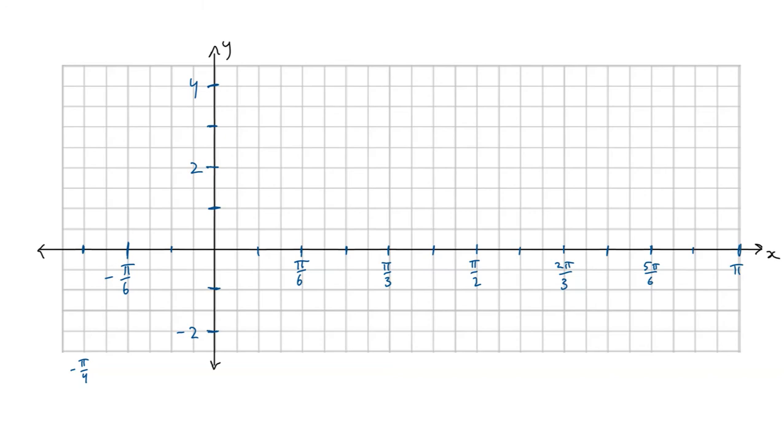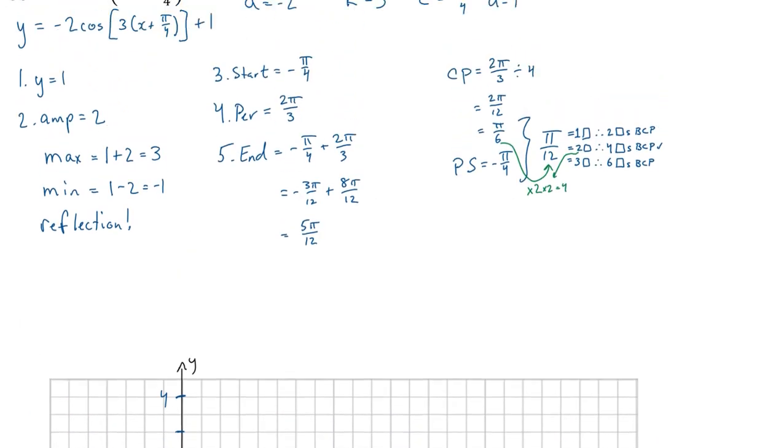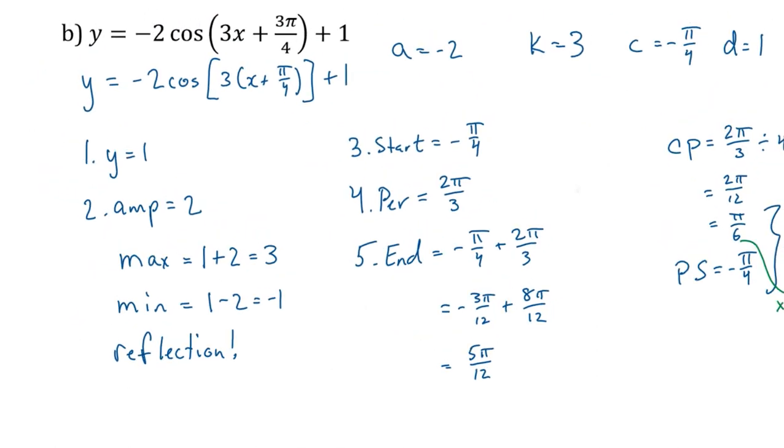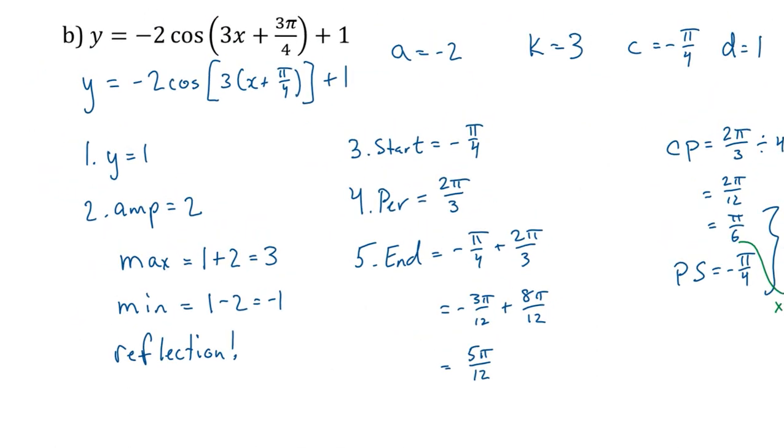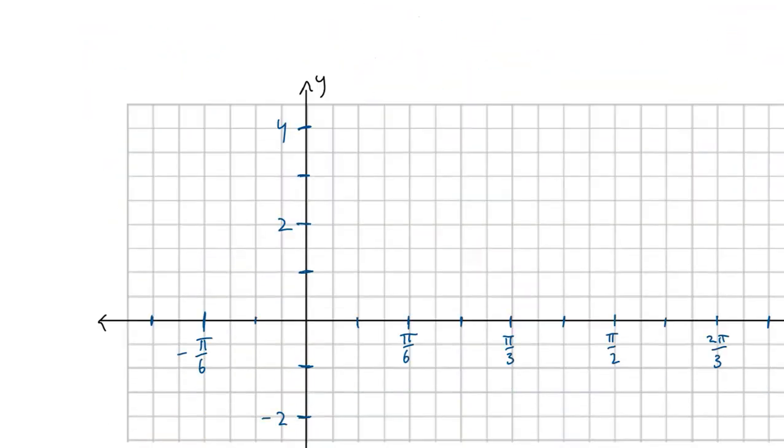All right. I think we're ready to go. Everything's labeled. We're doing cosine. Cosine starts at the max, but we have a reflection, so we're going to start at the min. And we're obviously going to start at our start. So negative pi by 4, negative 1.